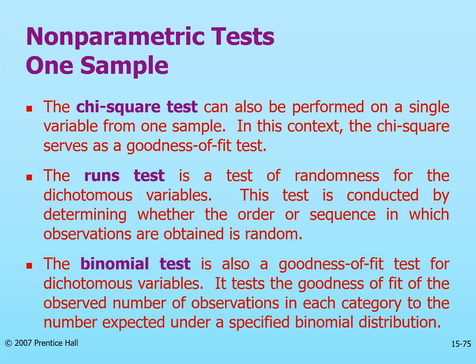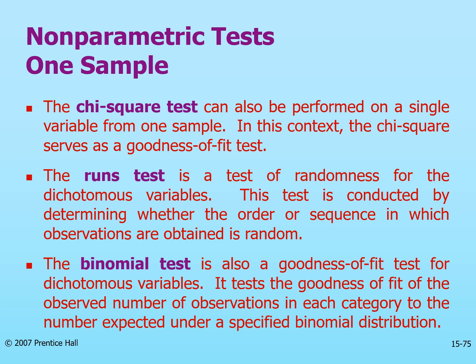So, non-parametric one sample: the chi-square test can also be performed on a single variable from one sample. It means we take a simple one variable and we can work it out. In this context, the chi-square serves as a goodness of fit test.